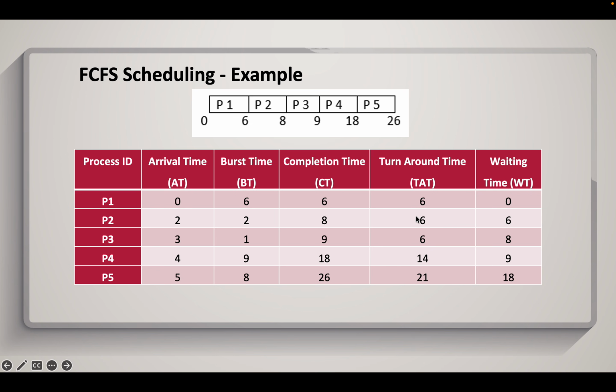Because it arrives at time 2 and completes at time 8, how much time does it wait? It arrives at time 2, its burst time is only 2, but it completes at 8. So the turnaround time is 6, and the burst time is 2, so 4 units of time it waits. So there is a mistake here. The value will be 4. 6 minus 1, 5, and so on.